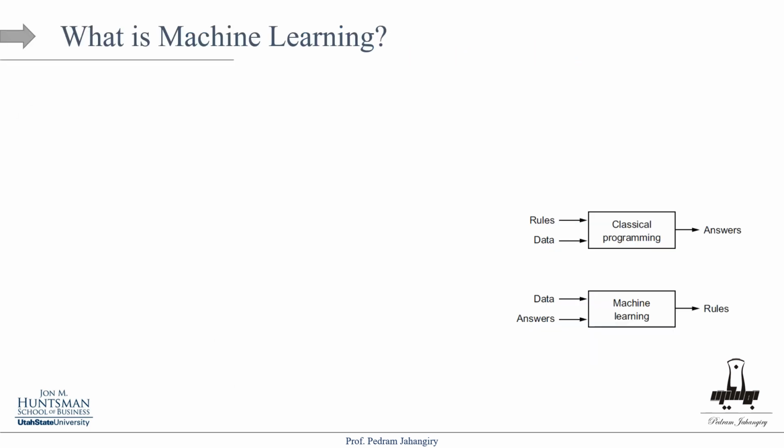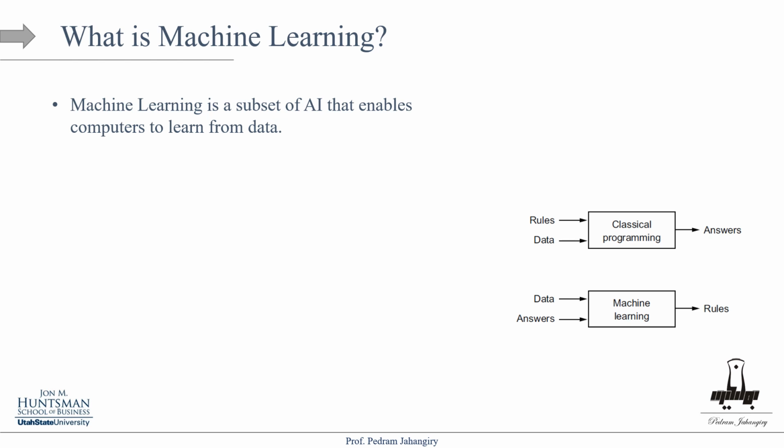So what is machine learning? Machine learning, as we talked about in the previous modules, is a subset of AI that enables computers to learn from the data. This is different from the traditional or classical programming in a sense that, look at this one. This is classical programming.